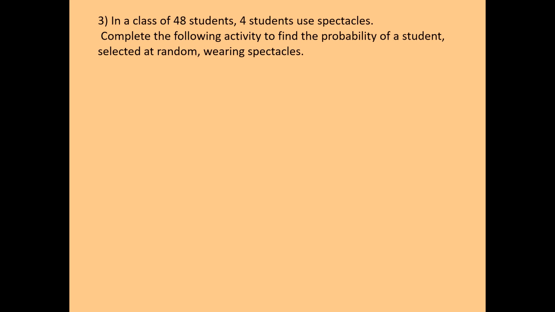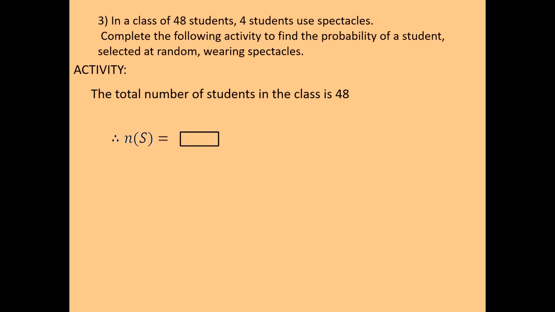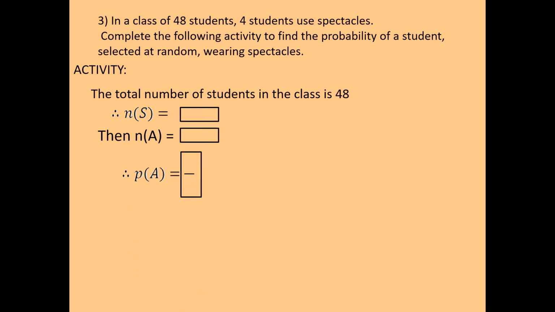In a class of 48 students, 4 students use spectacles. Complete the following activity to find the probability of a student selected at random wearing spectacles. So here we need to assume many things. Let the total number of students in the class be 48. Then n of S, the number of sample points, we needed. Then we needed the number of students who are wearing spectacles. And then these are the things they had asked you.